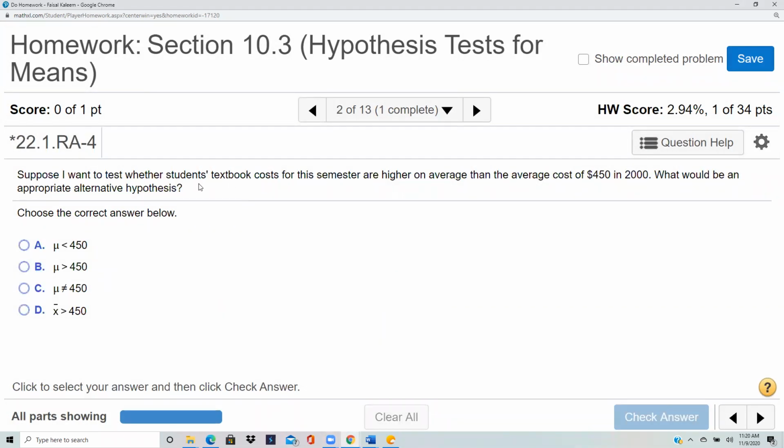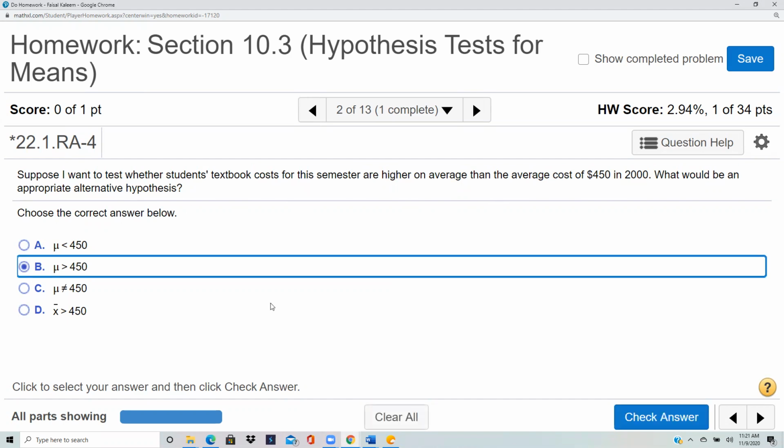I want to test whether students' textbook costs for this semester are higher on average than the average cost of 450 in the year 2000. What would be an appropriate alternative hypothesis? So I want to test they are higher. So alternative would be whether they are higher or greater than 450. Remember, alternative has one of these inequalities. Null has the equal.